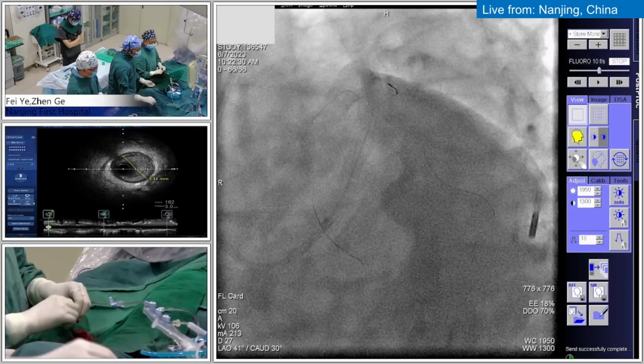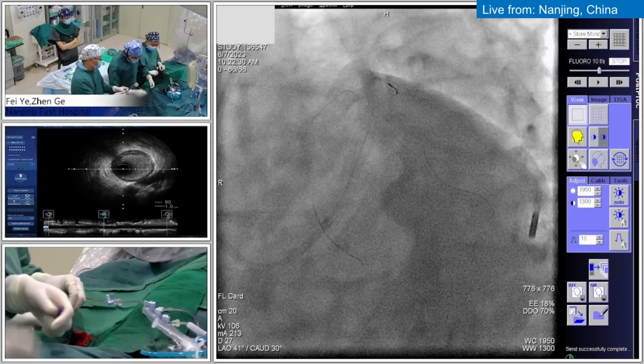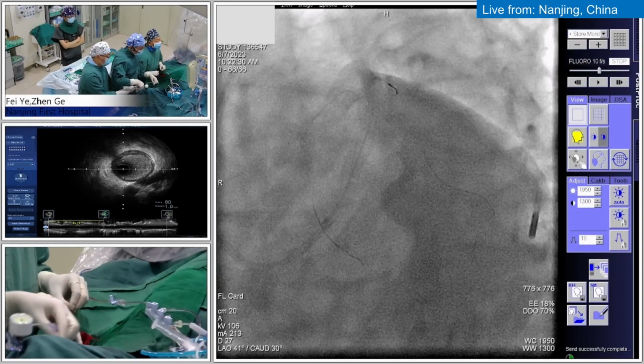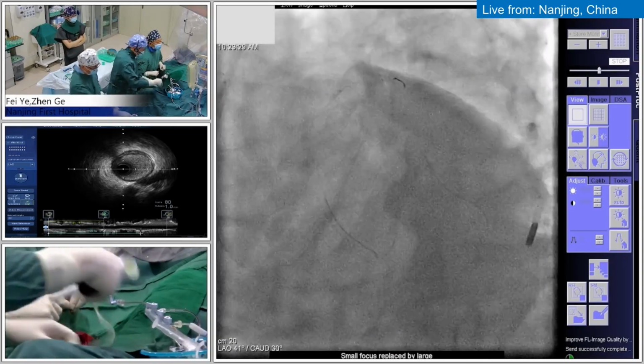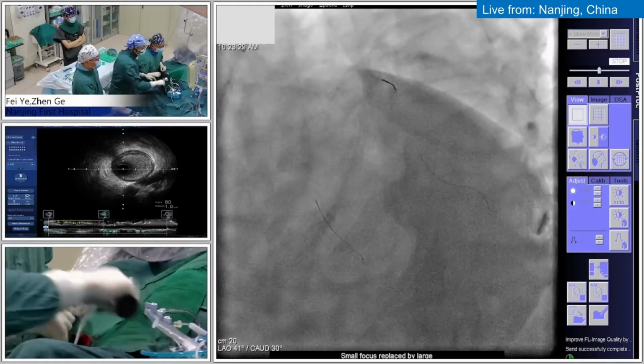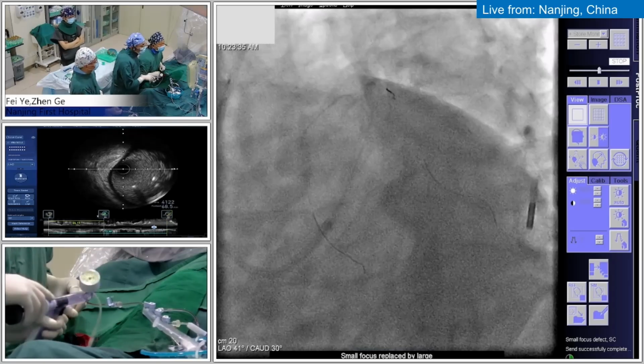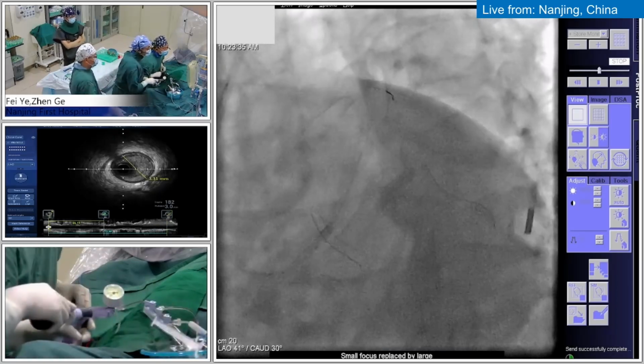Yes. So first of all, I want to use the non-compliant balloon to dilate this LAD and the distal left main. Which size of the balloon? It's a 2.5 NC balloon to pre-dilate.